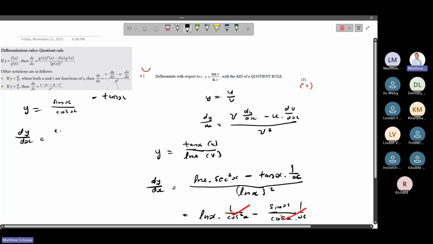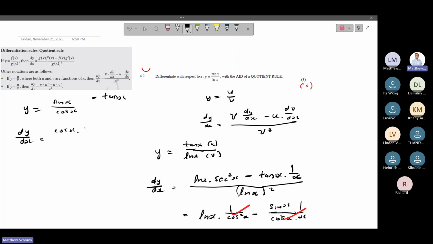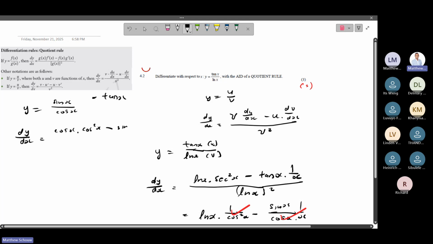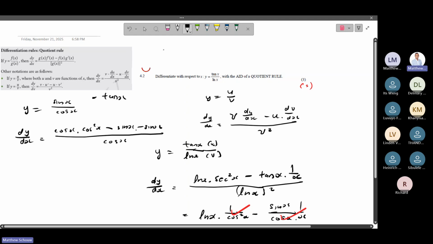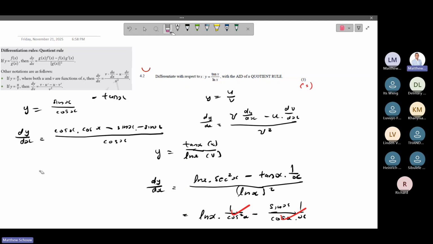So v is cos. The derivative of the second one is going to be cos as well. Then we say minus u, which is sine x, times the derivative of the one in the bottom, the derivative of cos, which should be negative sine. Let me divide that by cos. Then cos times cos is cos squared x. Negative is a plus, am I right?